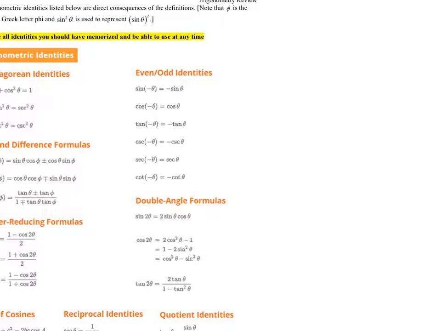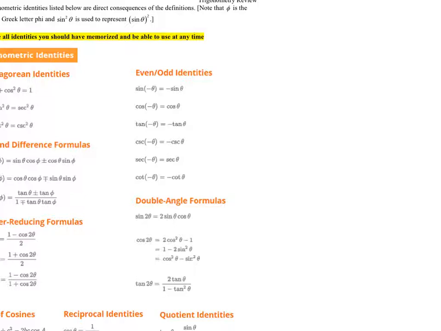So 4 functions are odd, meaning you can pull the negative out in front. Those would be sine, tangent, cosecant, and cotangent. Cosine is an even function. For instance, cosine of negative 45 degrees is the same thing as cosine of 45 degrees. So if it's a negative value on the inside, you can just make it positive.